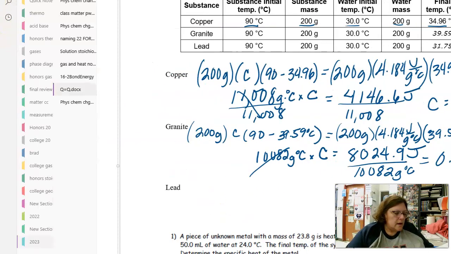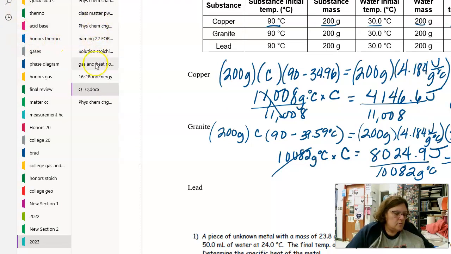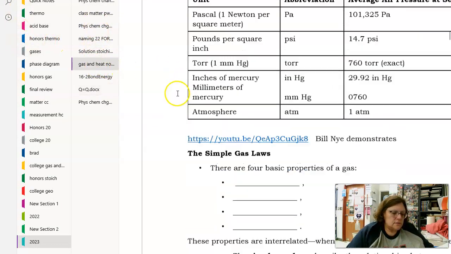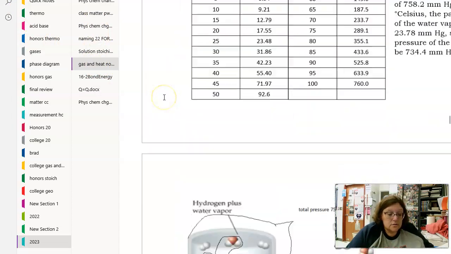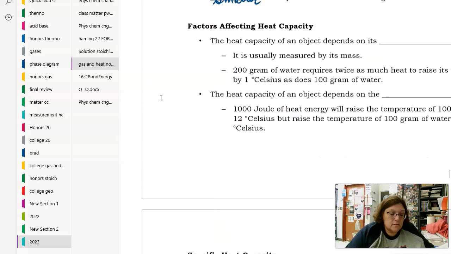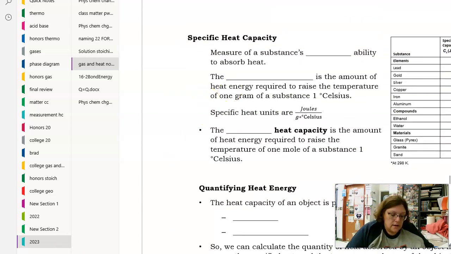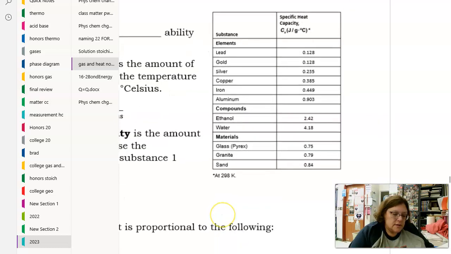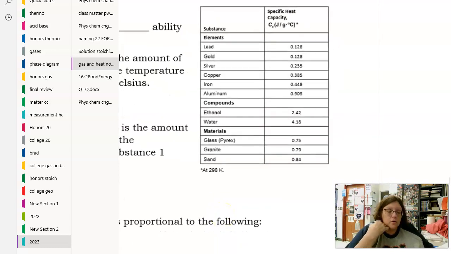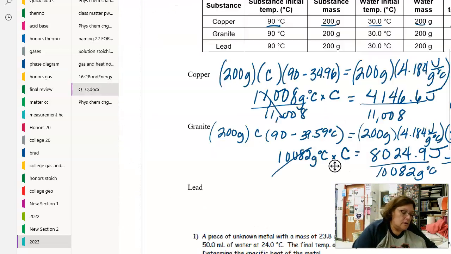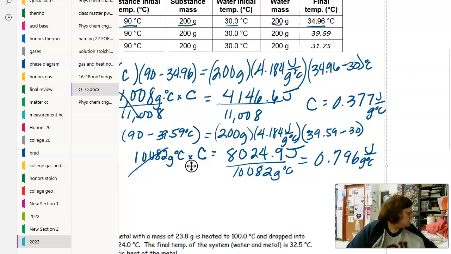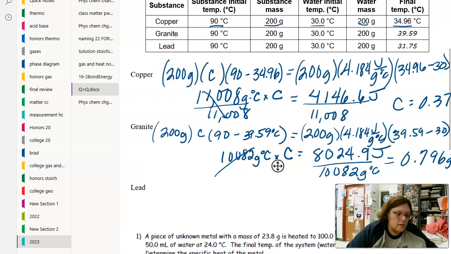We can look back at our notes. Sorry, for some reason it keeps going back to the start. And here we can see granite, the value in the notes was 0.79. So 0.796, pretty close. That's spot on. That's really good. All right, so let's try lead.